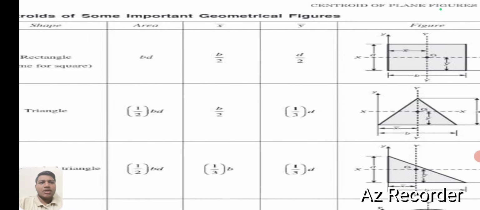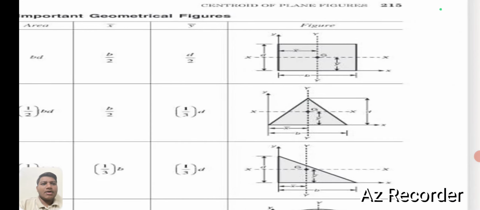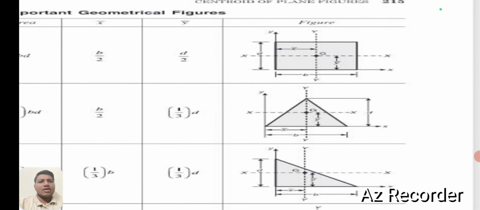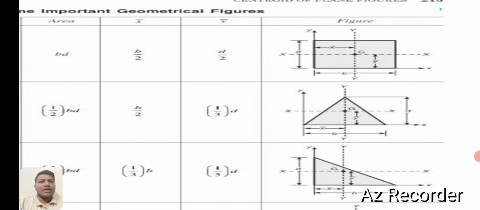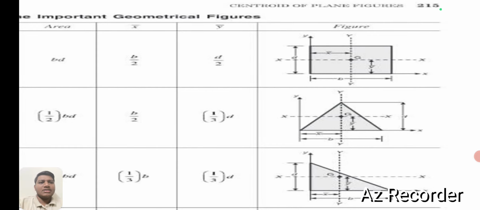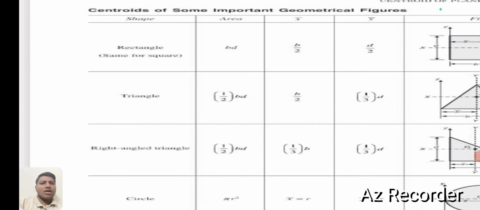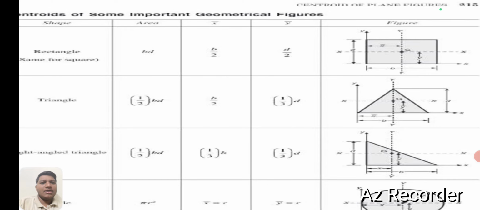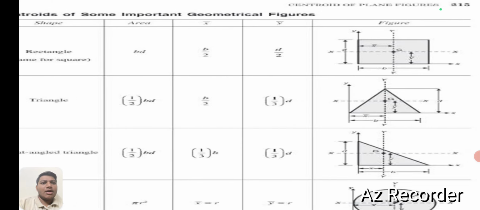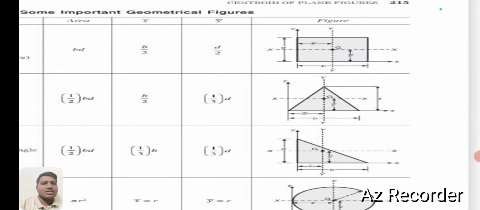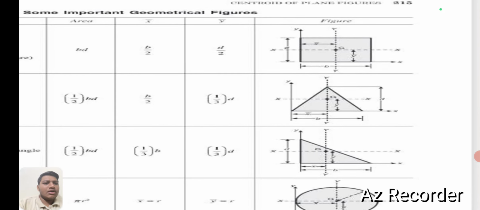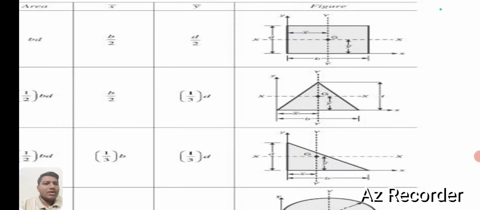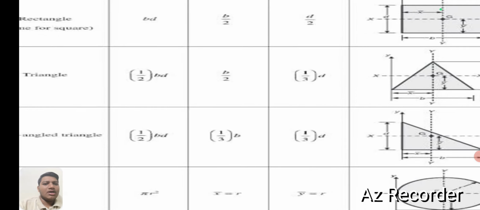To find the x bar, we should look from the y-axis. From the y-axis, we should take b by 2, means breadth divided by 2, to find the x bar. And to find the y bar, we must take d divided by 2, that is depth divided by 2. It is the same for a triangle: to find the area, half into base into height or half into base into depth. To find the x bar, we should take from the y-axis, that is base divided by 2. To find the y bar, we should take 1/3 into height or the depth.